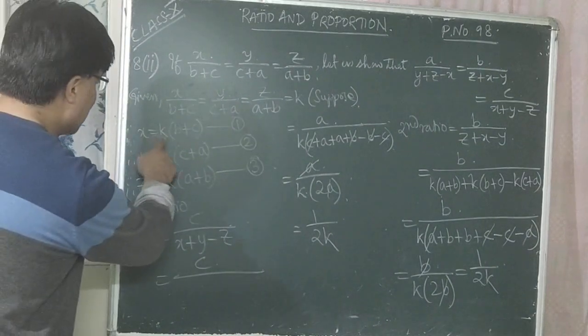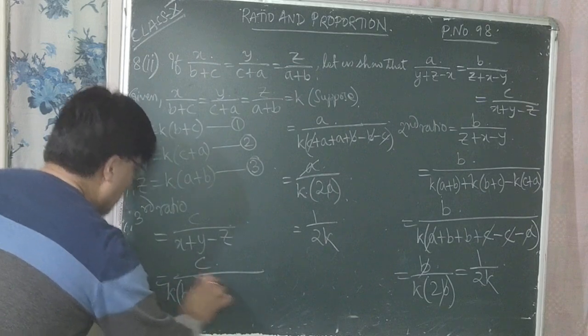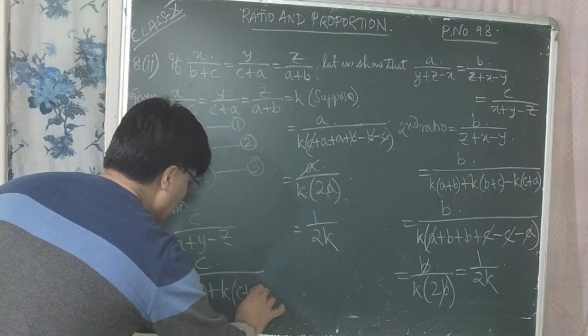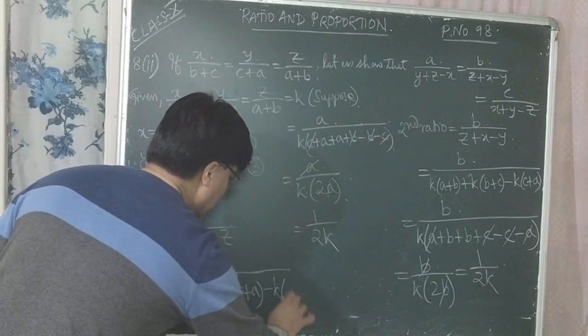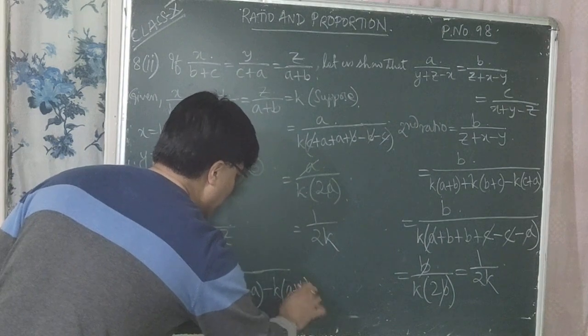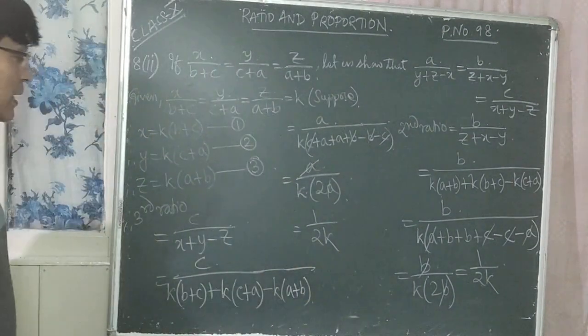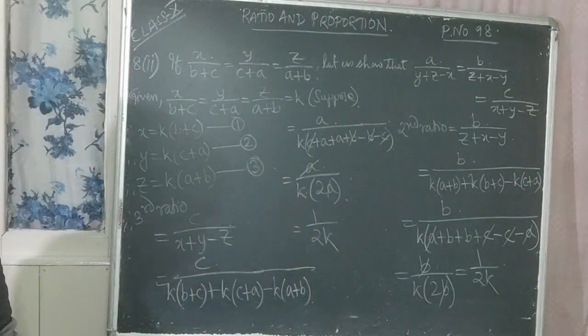So which is equal to c upon, what is the value for x? What is the value for x? K into b plus c. It is k into b plus c plus, what is the value for y? K into c plus a. K into c plus a minus, what is z? It is k into a plus b. Minus k within bracket a plus b. So I think you have understood it.